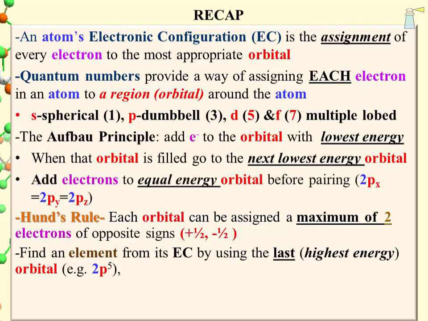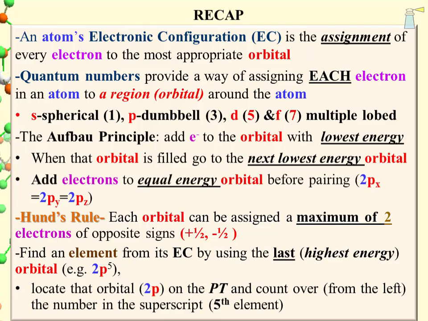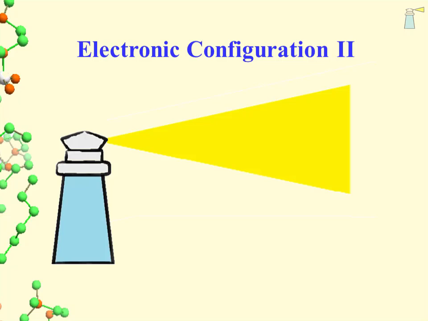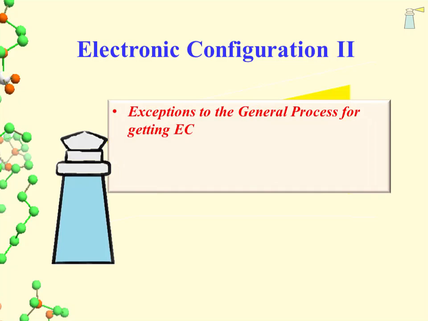We can find an element from its EC by using the last highest energy orbital, example 2p5. Locate that orbital, 2p, on the periodic table and count over, from the left, the number in the superscript, the 5th element of the 2p orbital. Remember that there is a second part to this lecture. It contains exceptions to the general process for getting electronic configurations and ion electronic configurations. It also has a practice quiz, which covers the different types of questions that can be asked of this material. Students can take this quiz now if they want.